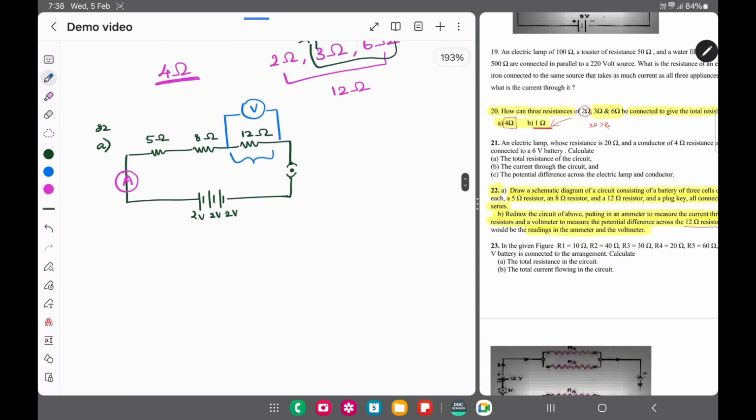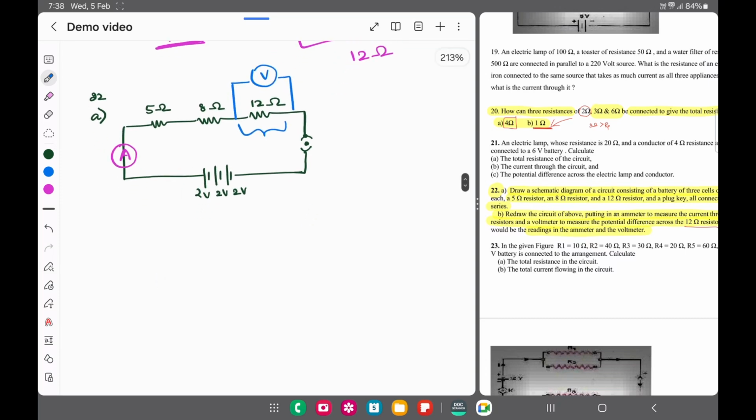Yeah, to find the total current, first what should we do? We have to find the total resistance in this circuit. Am I right? So we have to find the total resistance. All these three are in series. So in a series combination, you just need to add all these resistors, the sum of individual resistors, right? So what is the total? It would be 25 ohm, right?